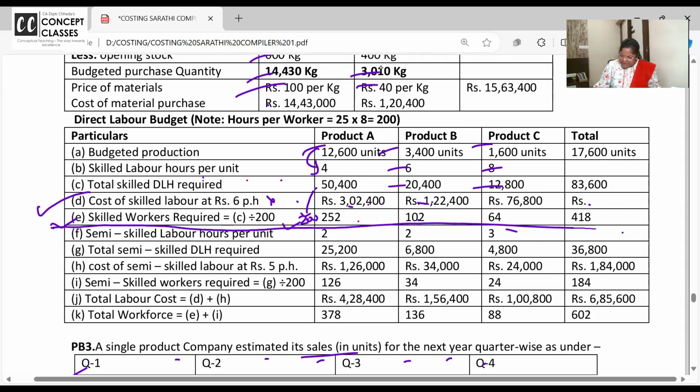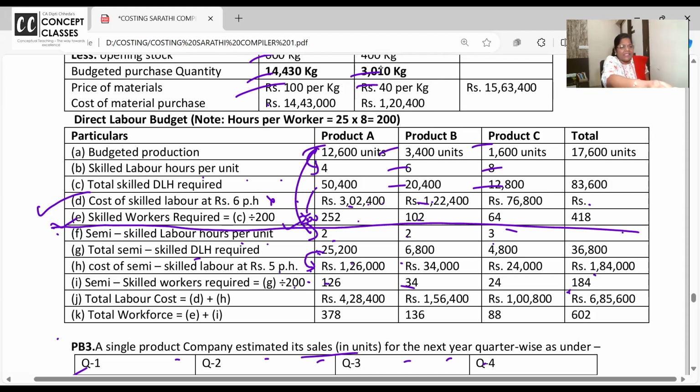Till here it is skilled. Same way semi-skilled. Per unit requires 2 hours, 2 hours, 3 hours. And these many units. So these many hours. Hours, if you multiply by 5 per hour, you will get rupees. Hours, if you divide by 200 hours, you will get the workers. Over. Take your time and tell me, is the flow clear?